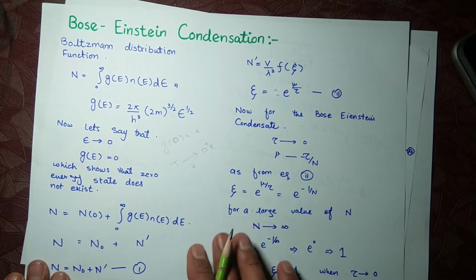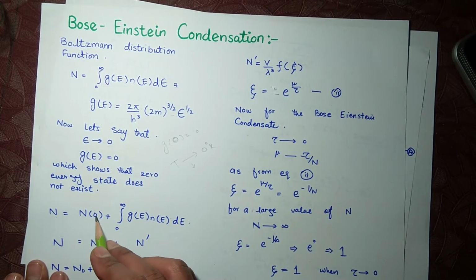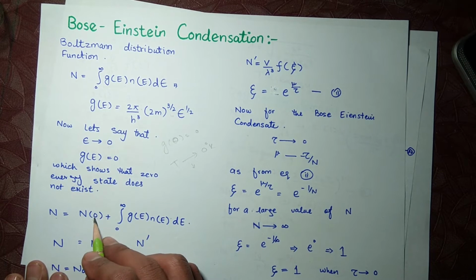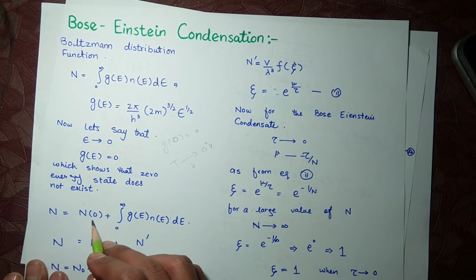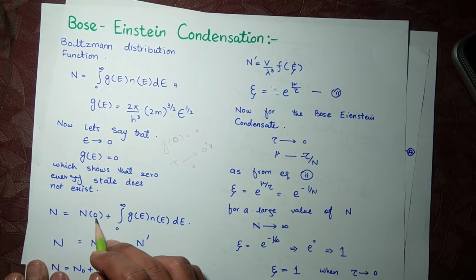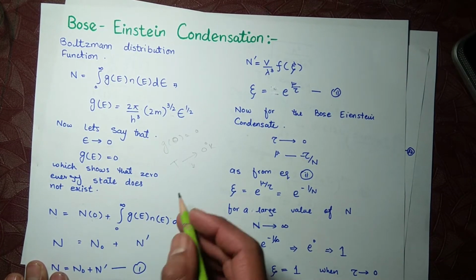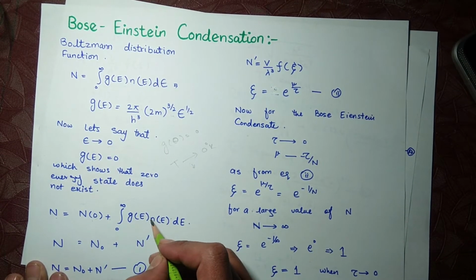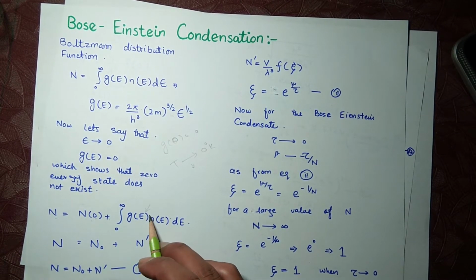What we are going to do is, we said that N is the total number of bosons. N of 0 is the number of bosons with energy 0. So basically we can say that these are the number of bosons in the ground state, okay? And this is the number of bosons at any instant energy E, an arbitrary number of bosons with energy E.